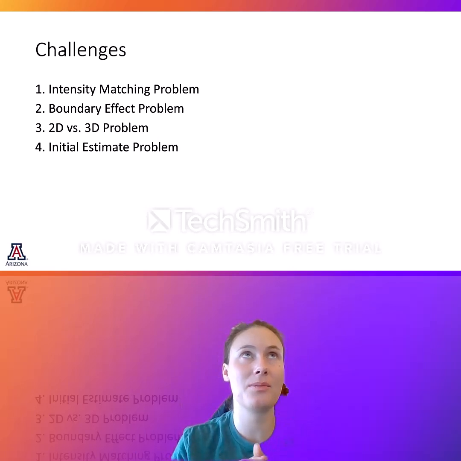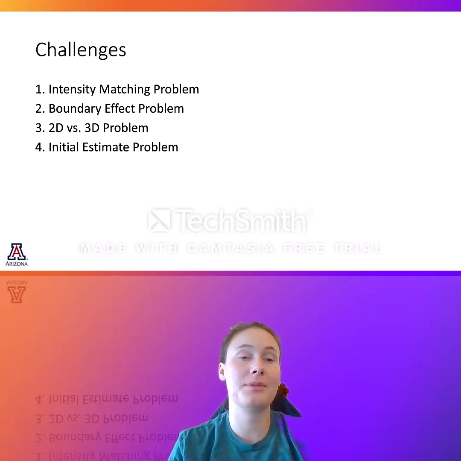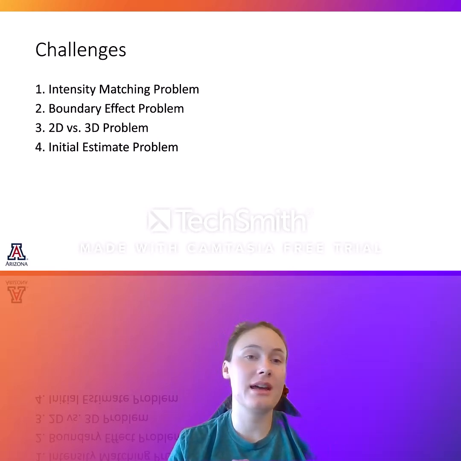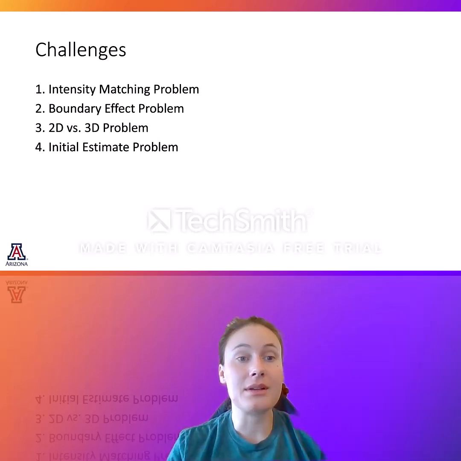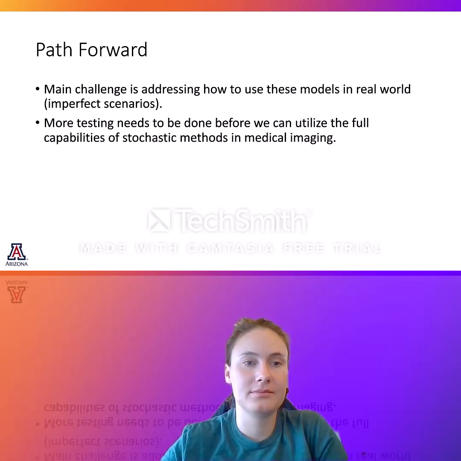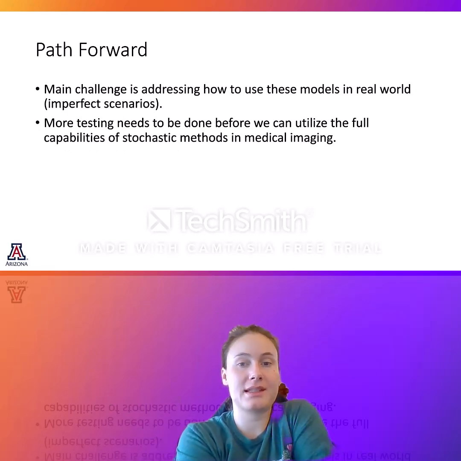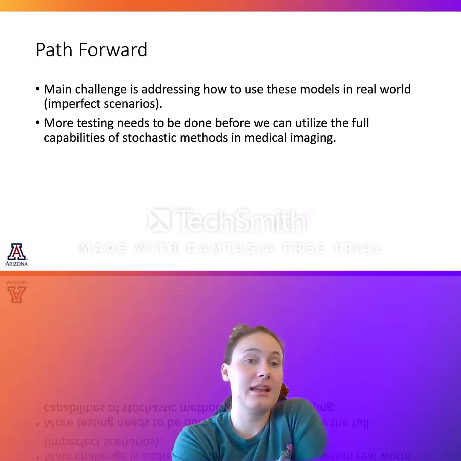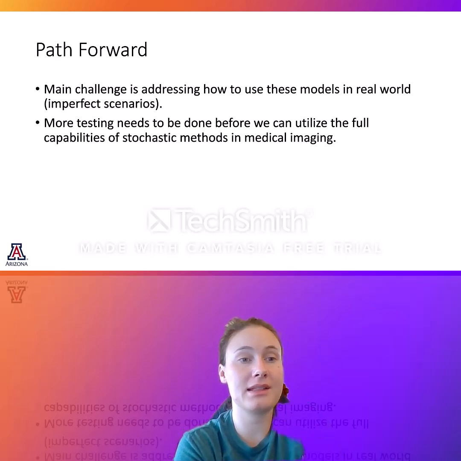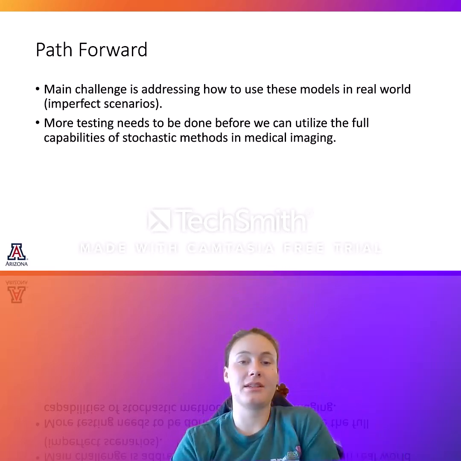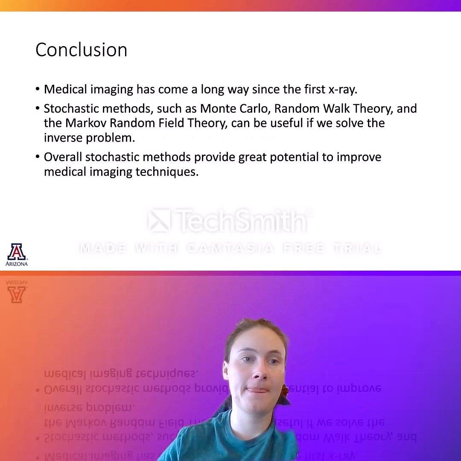It's interesting to think about, but what really needs to happen to solve each of these issues is to have more testing in these areas. Because without more real world testing, there's no way that we can get the data that we need to make the changes to this. So, path forward, as I just said, the main challenge is addressing how we use these models in the real world in imperfect scenarios. And much more testing needs to be done before we can utilize the full capabilities of stochastic methods in medical imaging.